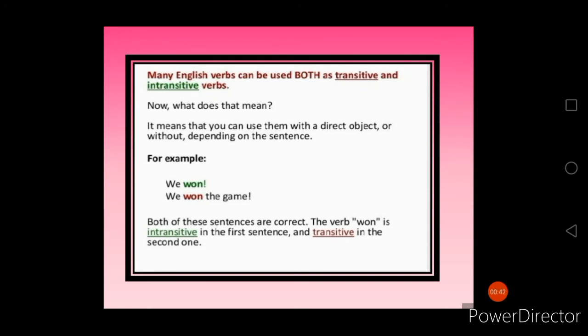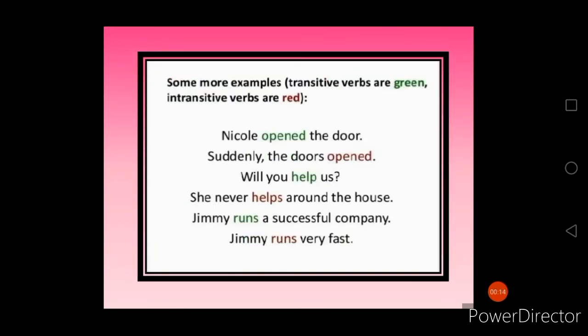So see the next example. We won the game. Here after the verb there is an object, that is the game. So in this case the verb is considered a transitive verb, right, students? Very good. So depending on the sentence, the verb can be considered transitive or intransitive. Are you all clear in this, students? Some more examples I have listed here for transitive and intransitive verbs. The transitive verbs are highlighted in green and the intransitive verbs in red.